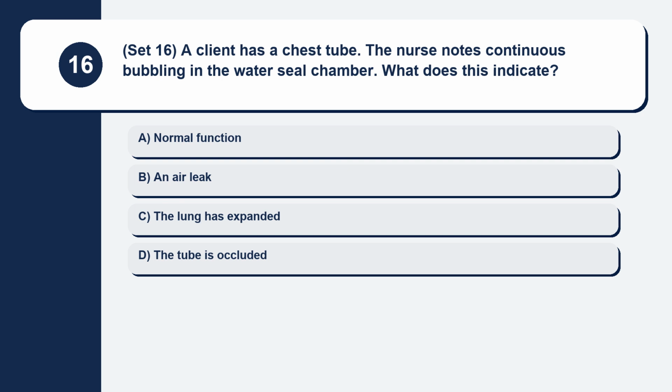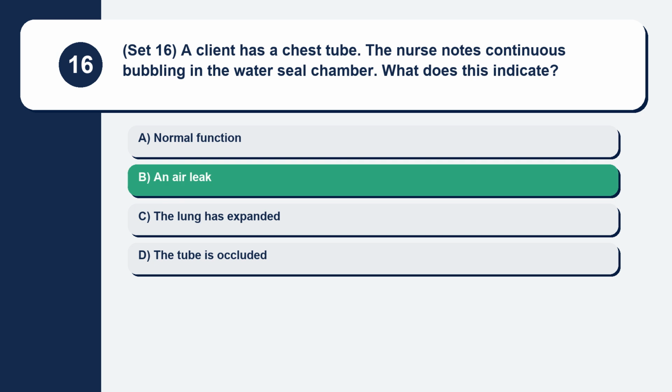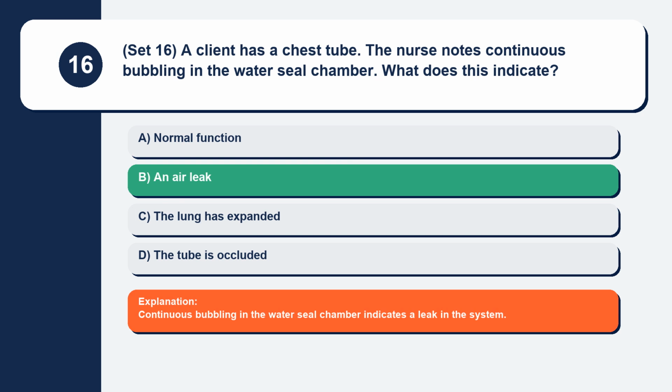Question 16, Set 16. A client has a chest tube. The nurse notes continuous bubbling in the water seal chamber. What does this indicate? Normal function. An air leak. The lung has expanded. The tube is occluded. Continuous bubbling in the water seal chamber indicates a leak in the system.